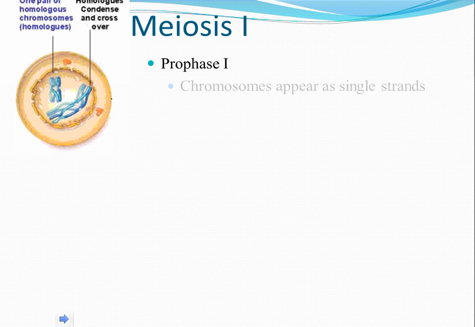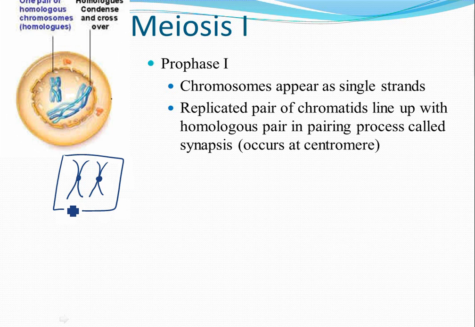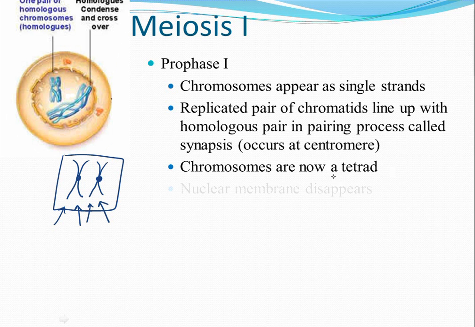So, a little bit closer look. In prophase, the chromosomes appear as single strands. You get those replicated pairs of chromatids. So here's a chromatid, and here's its replicated sister chromatid. And then it lines up with another very similar chromatid and its sister chromatid. So basically you have 4 sister chromatids lining up, and when this happens, this is now called a tetrad.